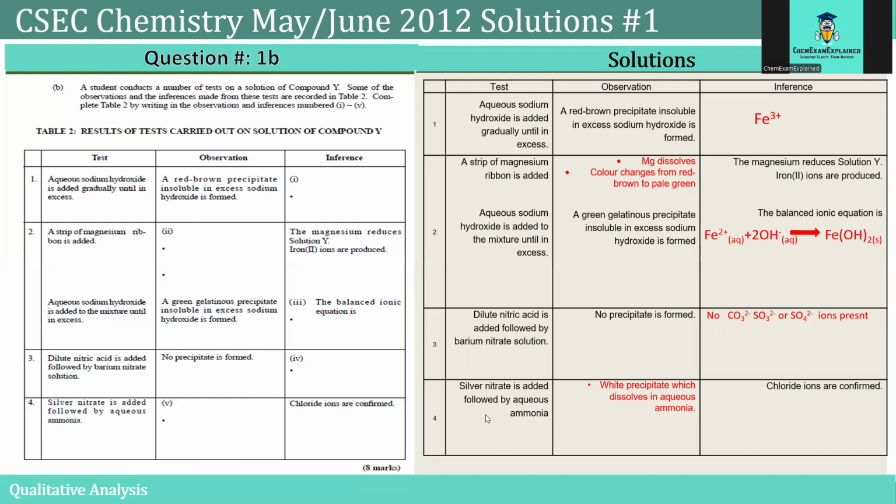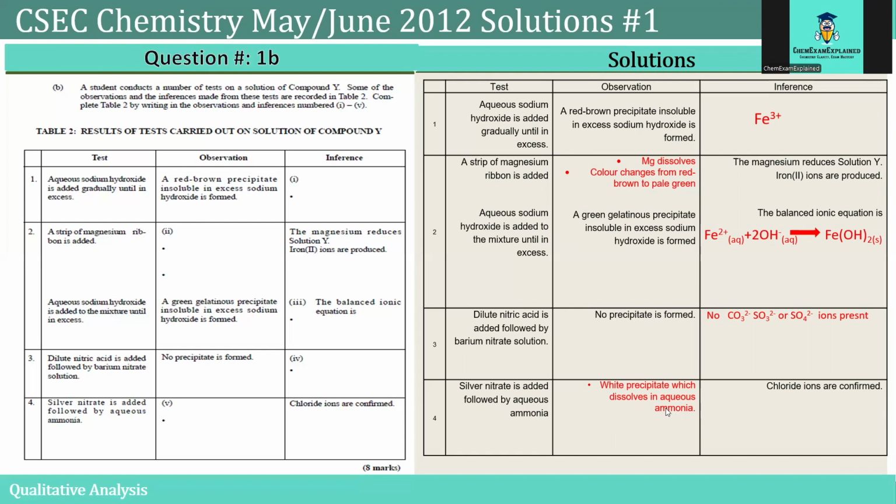Test 4. Silver nitrate is added followed by aqueous ammonia. So once you see these reagents, silver nitrate followed by aqueous ammonia, we are testing for halide ions. In this case, the inference is that chloride ions are confirmed, which is suggesting then that we must get a white precipitate which dissolves in the aqueous ammonia.